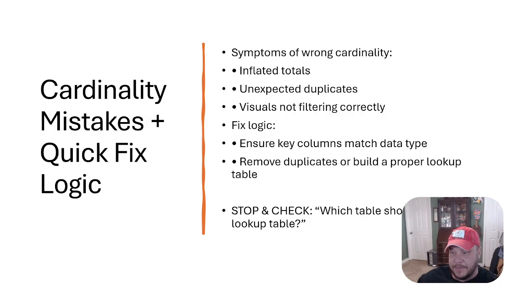Your key columns are different data types. You're using a text in one and a number in another. Your key has duplicates when it shouldn't, so you need a proper lookup table with unique keys. Your relationship is really only as good as the key column. A bad key means a bad model.